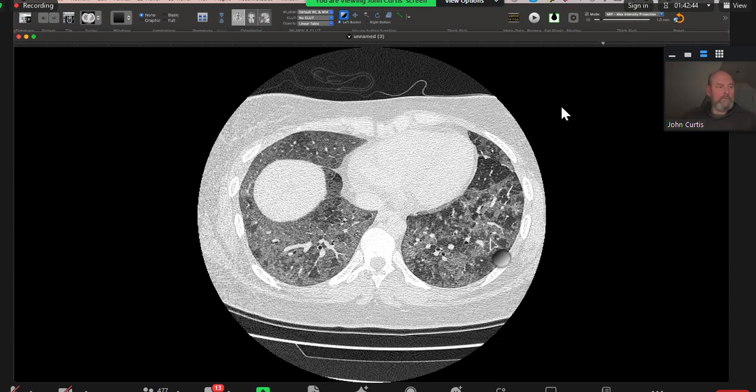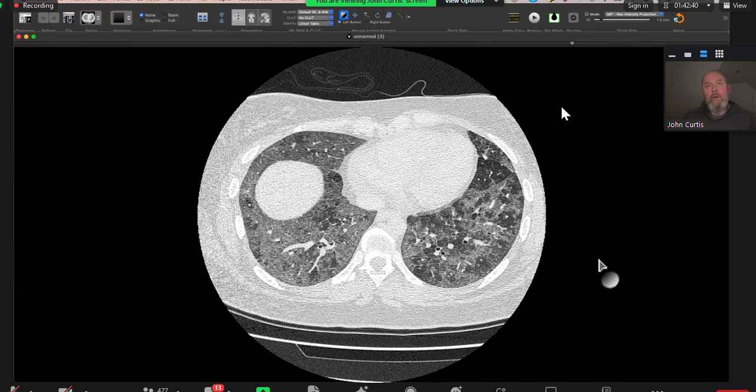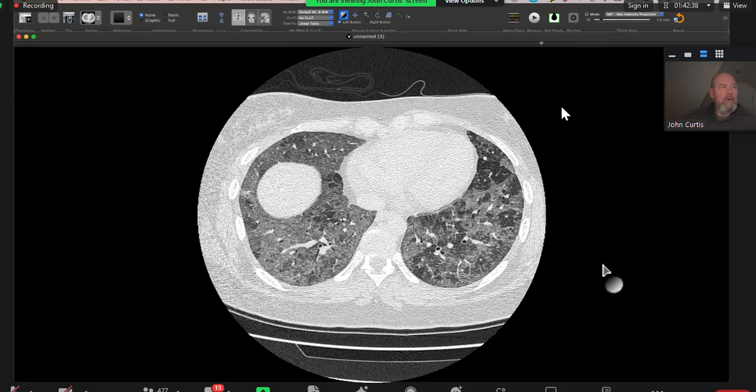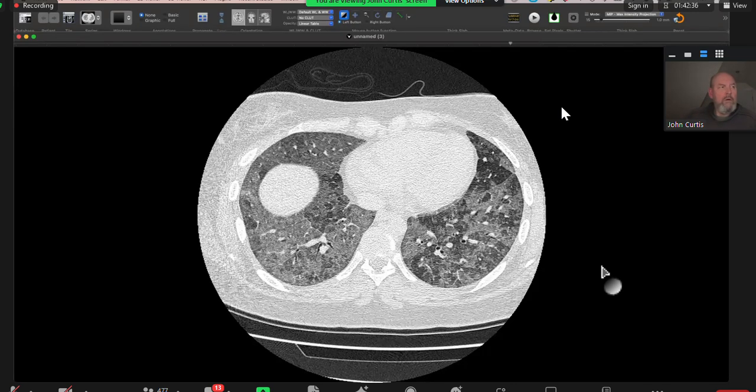So it could be due to air trapping. Yeah, so there are areas of air trapping causing luminal narrowing of the vessels in the lucent areas of the lungs. Okay. And how would you confirm the air trapping? So expiratory films, the expiratory scan. Yeah. Okay.